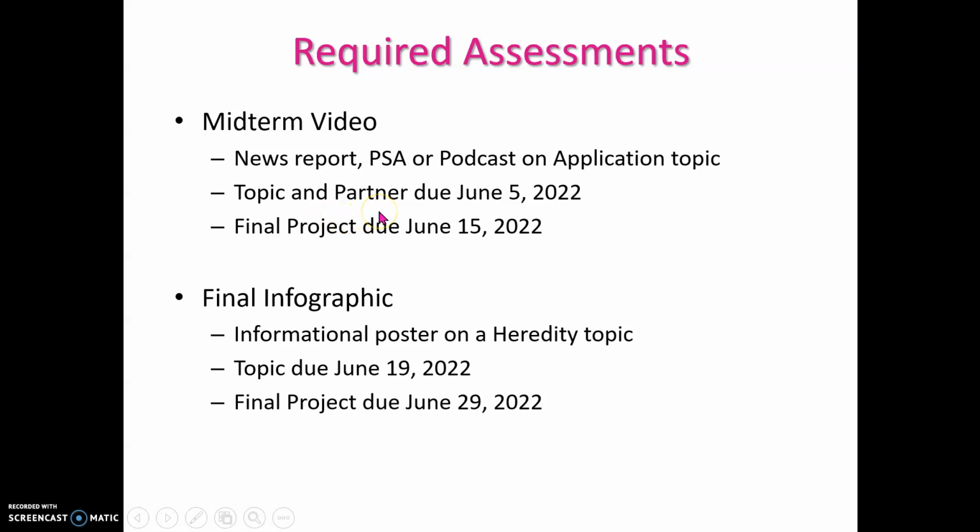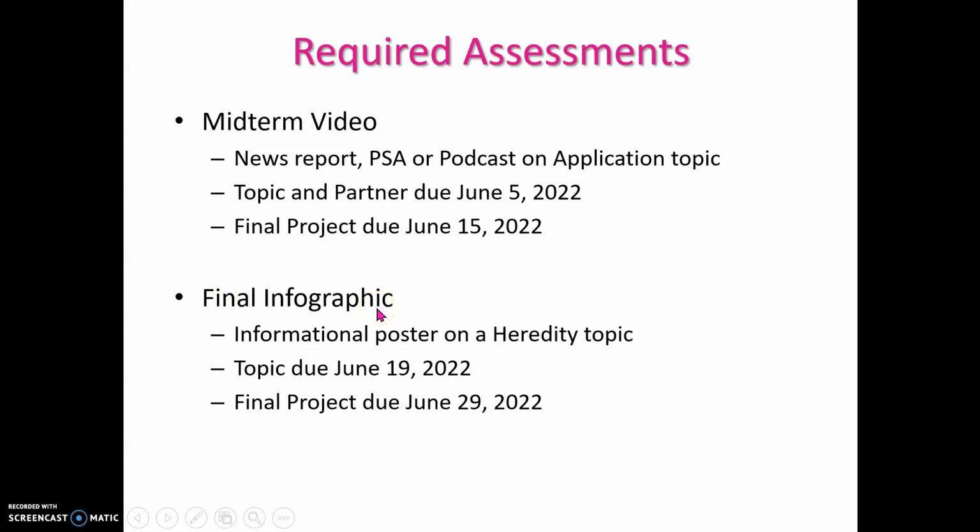This is a partner assignment, so pick a partner. Look at the intros. Select someone: hey, we have a lot in common, I think we'll work well together, or my friend is taking this class with me. Tell me who this is going to be by the 5th. There's a discussion on Blackboard for you to sign up in. And then the final project is due by the 15th. Now, this is a Wednesday, but you still have the regular assignments due on Sunday before and after the 15th.